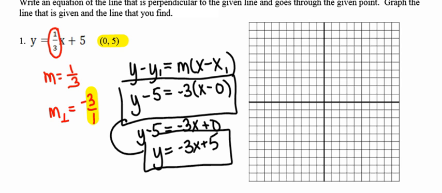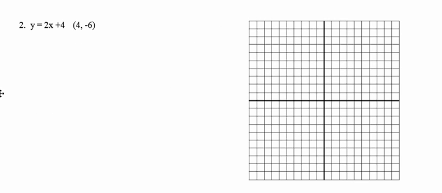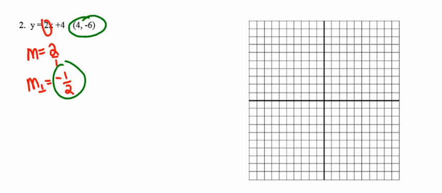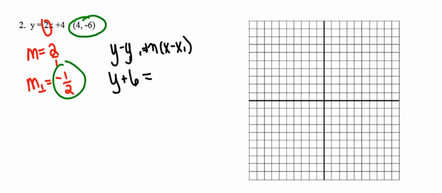All right, last one. This one gives me the point 4, -6, the equation. I'm going to go ahead and start by looking at that 2. So my slope of the given line is 2. Slope of a line perpendicular, going to be -1/2. So I want my line to pass through that point with that slope. So y subtract y1 equals m times x subtract x1. So I've got y subtracted negative 6, which is a plus 6, equals my slope, negative a half, times x subtract 4.